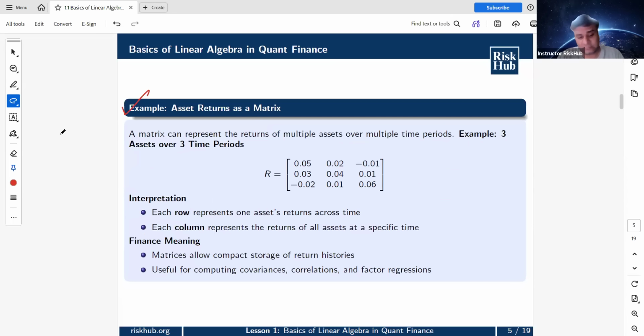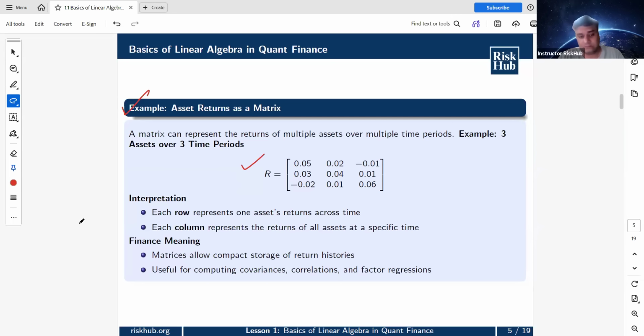When you talk about asset returns as a matrix, please understand the slide is showing you returns of three assets over three time periods. So R is equal to this matrix, which is showing what? Here each row is one asset's return across time. Each column is all asset returns at one time. Again, I'm repeating. This is exactly how market data is stored in a real quant system. For example, rows can be stocks, columns can be dates, and values can be daily returns.